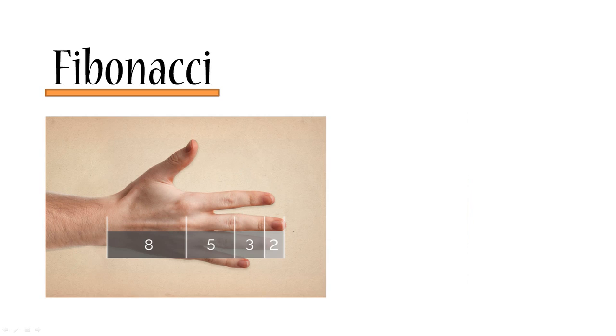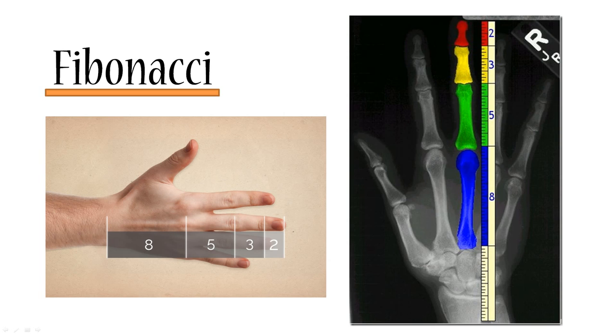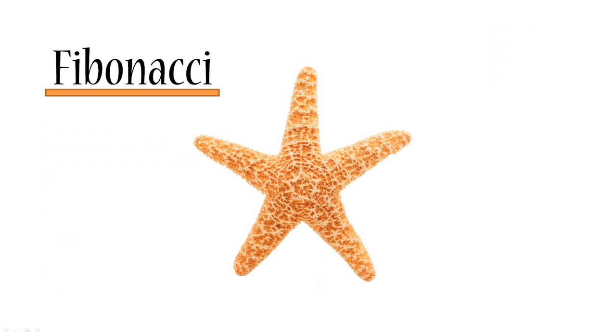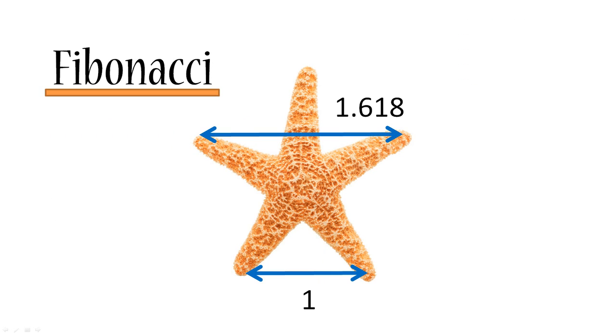Next, your phalanges on your fingers actually are in the same ratio as the Fibonacci numbers, so 2, 3, 5, 8. If you don't believe this picture, then here's an actual X-ray. Also, if you take any starfish and you measure its base and take it as a 1, then the distance between these two limbs will be 1.618.